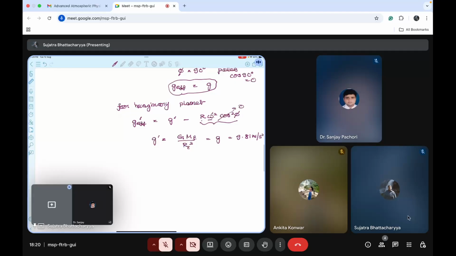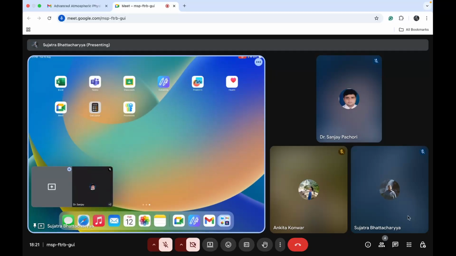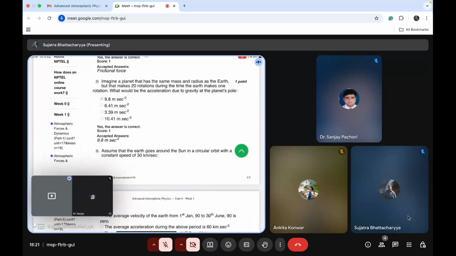So omega dash, even if it is 20 omega, does not matter. At the poles, or the polar region, g effective dash for the imaginary planet is nothing but g dash, which is nothing but g of the Earth. So this should be the answer, that is 9.81 or 9.78 something. So let's come to the question again: 9.8 meter per second square. This is the gravity of the Earth, so the planet's gravity is also the same. That's all.